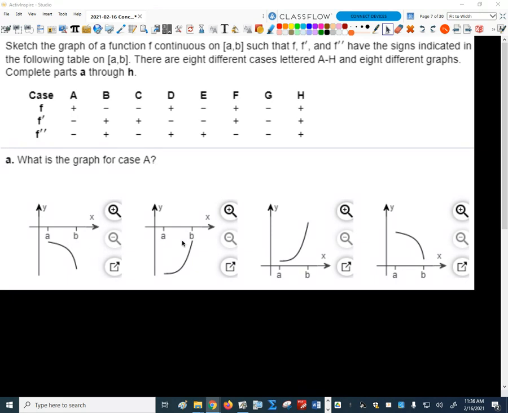Graph 1, 2, 3, or 4 from left to right. Which one corresponds to case A? Positive valued function, negative valued first derivative, negative valued second derivative. This is totally anonymous here. I've got to get votes from everybody, so I should see 16 votes total on this. You've got to think about it for a second. That's all right.